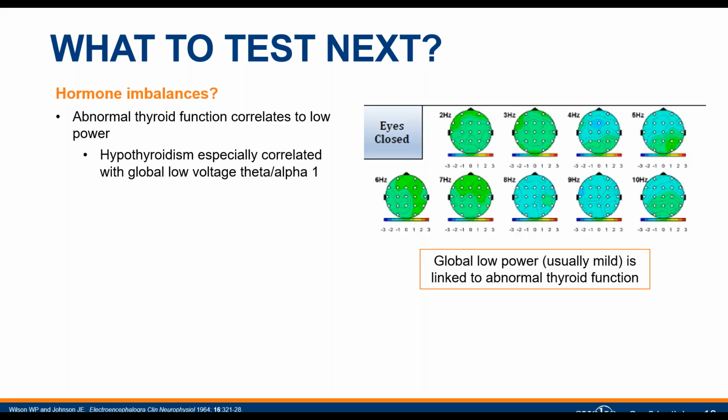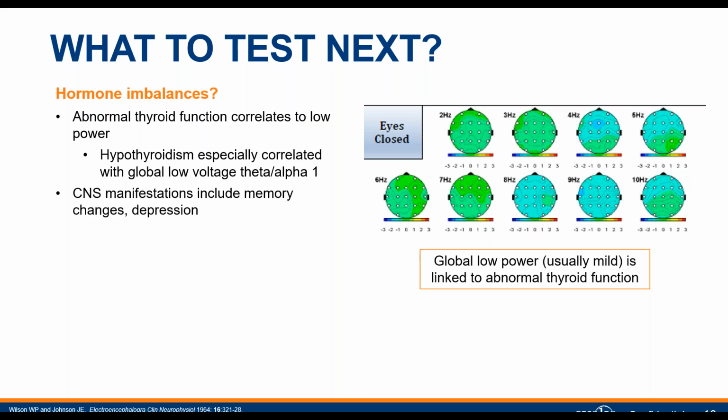Hypothyroidism in particular is correlated with global low voltage in theta and alpha 1. So this is an example from a case study of a woman around age 55, and this is blue brain, right? It's not aggressively blue like the sea of blue we saw in our previous example, but this low power in theta and alpha 1 was related to a thyroid problem, and she was later diagnosed with hypothyroidism. So keep an eye out for that.